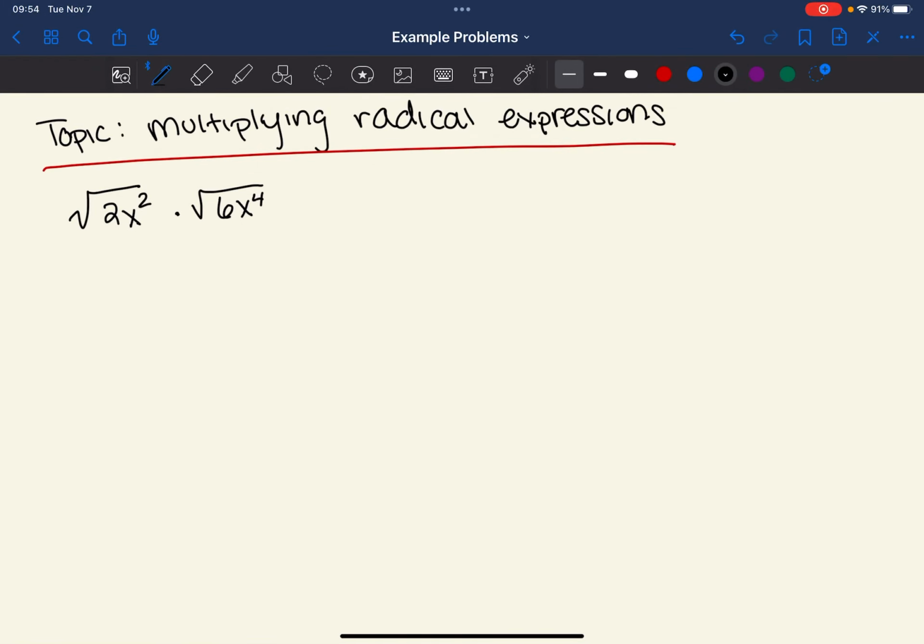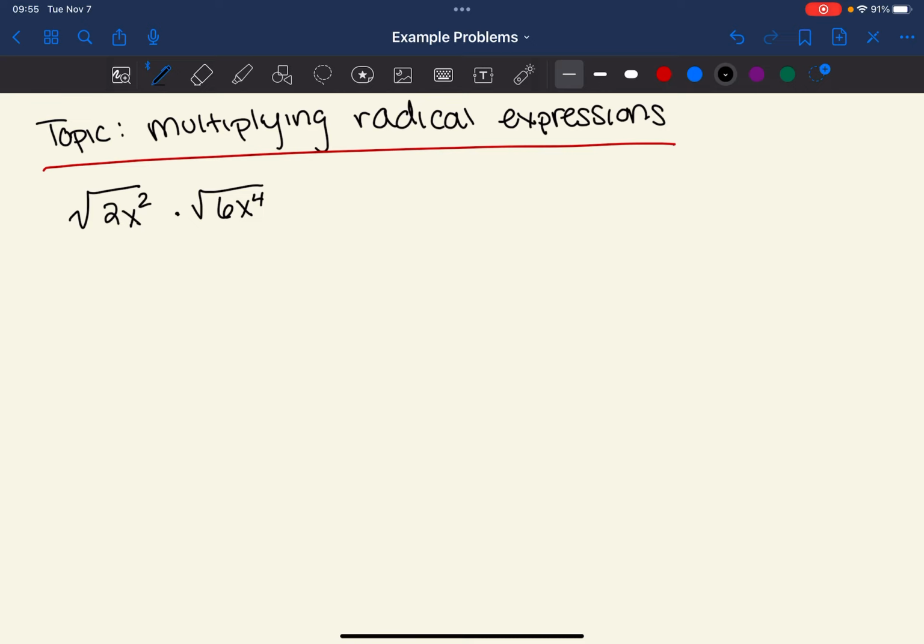In this example, we're going to look at how to multiply radical expressions. So we're given the problem, the square root of 2x squared times the square root of 6x to the fourth. So the first thing I'm going to do is simplify each of these radicals by using the property of radicals that states that I can give that square root to all the terms inside the radical.